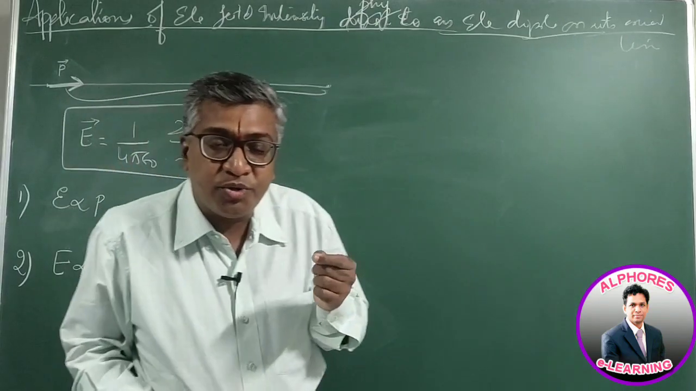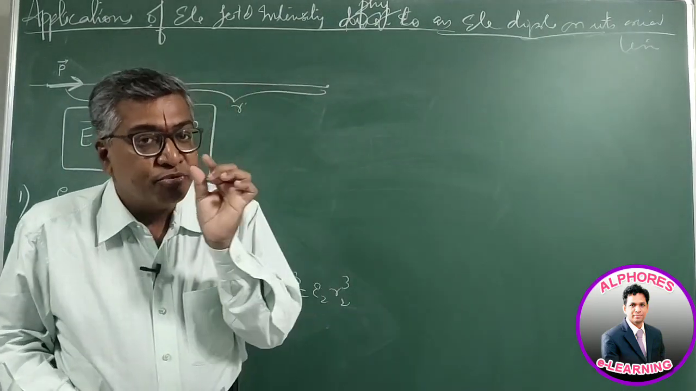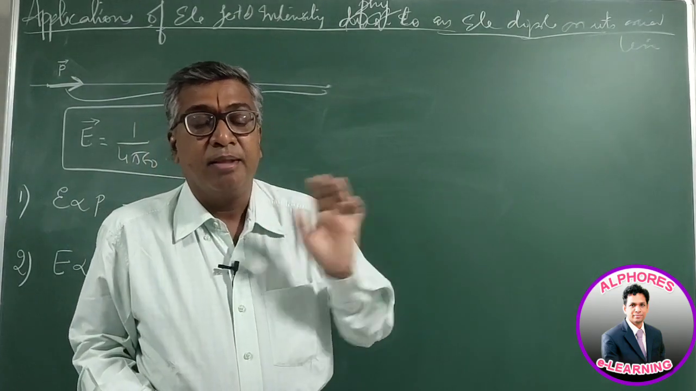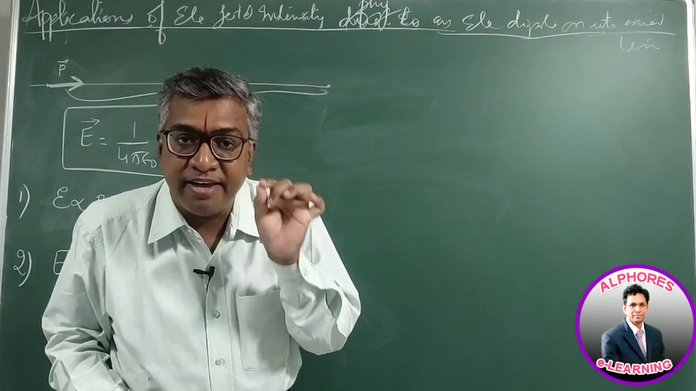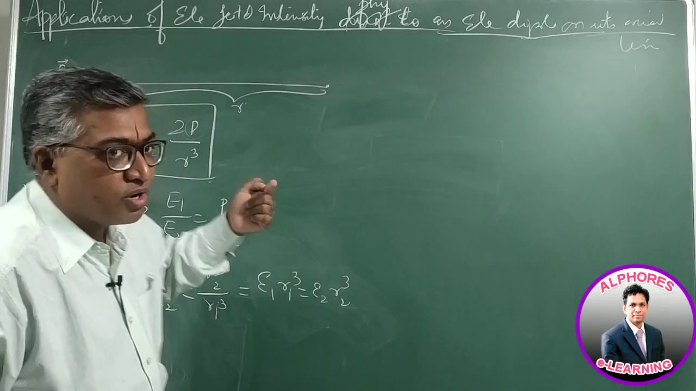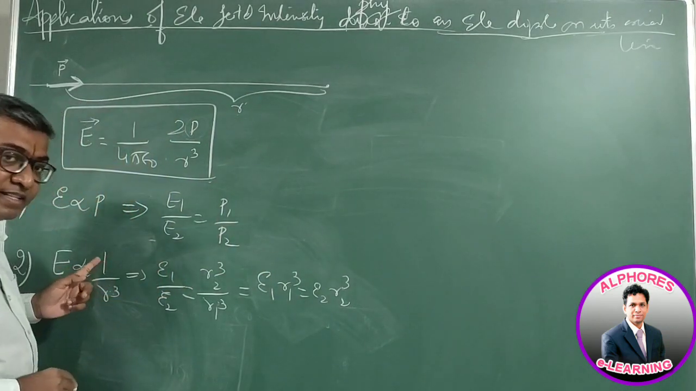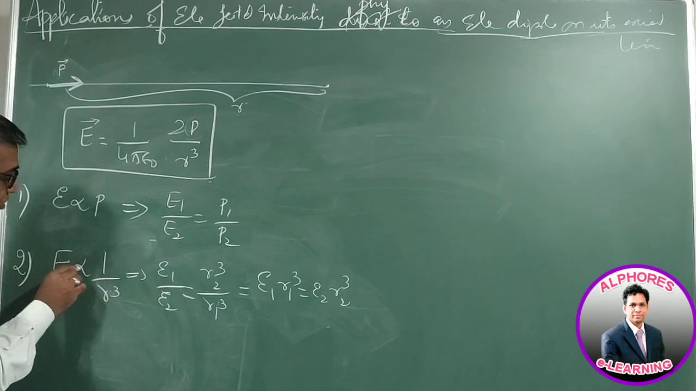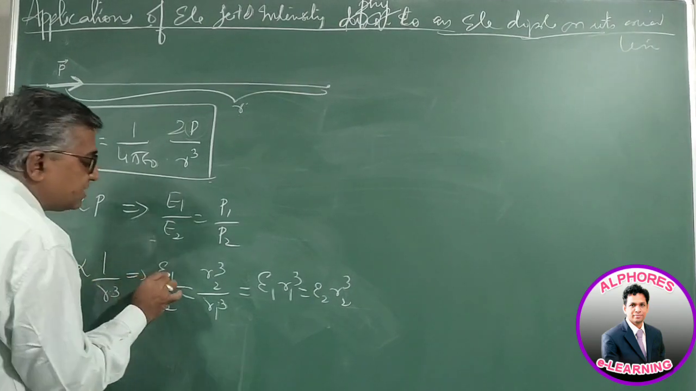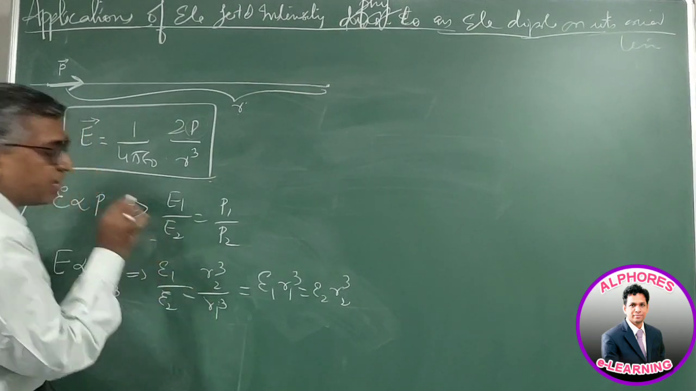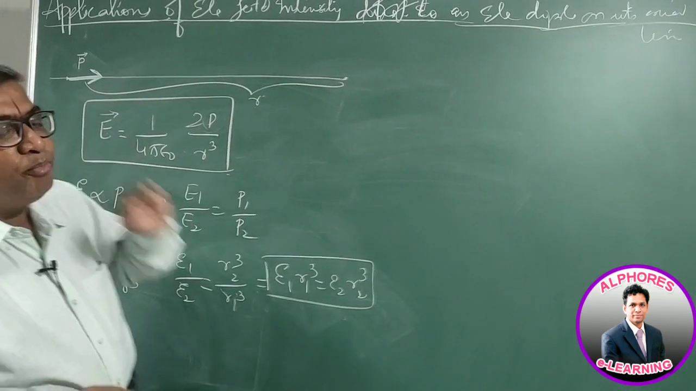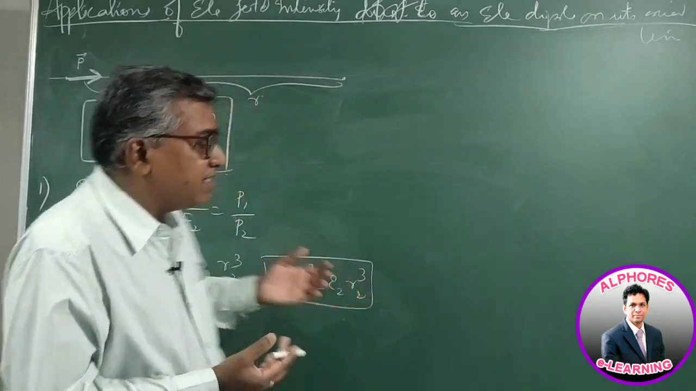Electric field intensity due to a dipole: this is a very important point to note. Force varies with the distance by the inverse square law, but for a short dipole, the electric field intensity varies with the inverse cube law. So E is proportional to 1 by R cube. It's E1 by E2 is R2 cube by R1 cube. Right?